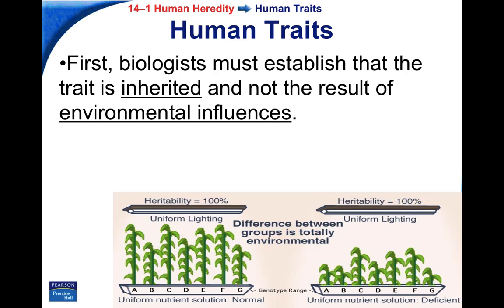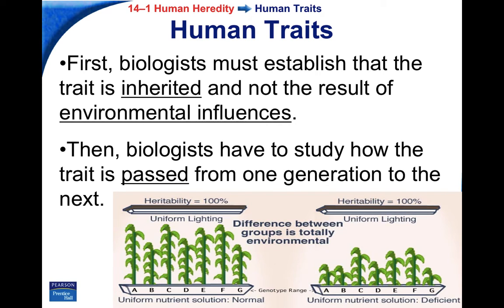Okay, so first thing a biologist has to do is they have to kind of rule out the environmental influences. Like think back to the pea plants. Pea plants that were given better soil or more water or more sunlight are going to grow taller. So genes are not the only thing that control your phenotype. The environment plays a huge role. So biologists have to first rule out the environmental impacts, and then they have to figure out how these traits get passed from one generation to the next.